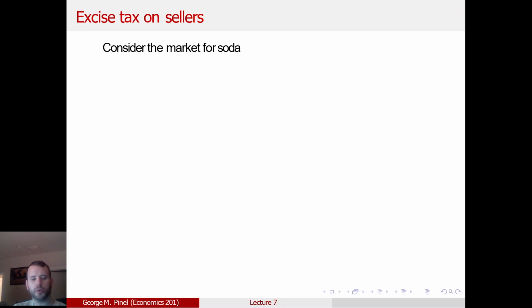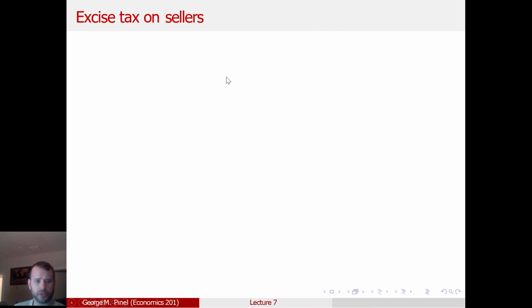Okay, so now we want to consider the equilibrium effects of a tax. How does a tax affect the equilibrium price and quantity, and what effects will it have for producers and consumers? So we're going to start with a particular example, and I'm going to show you how a tax changes price and quantity, so the equilibrium.